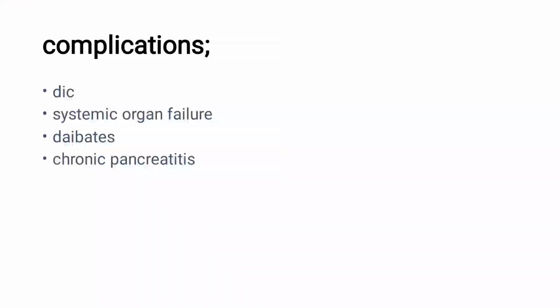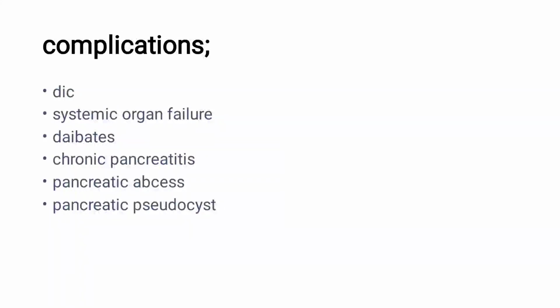Okay, if you don't treat the patient very well, what will happen? There will be some complications like DIC, that is disseminated intravascular coagulation, and systemic organ failure. The patient may develop diabetes. As we know, the pancreas is the main organ which secretes insulin. So if there is any damage to the pancreas, there will be less insulin and diabetes will develop. Then the condition may be complicated to chronic pancreatitis, pancreatic abscess and pancreatic pseudocyst. So that was all about acute pancreatitis.